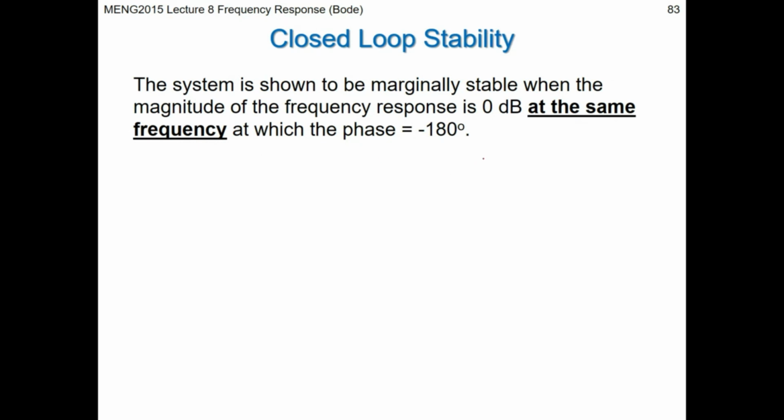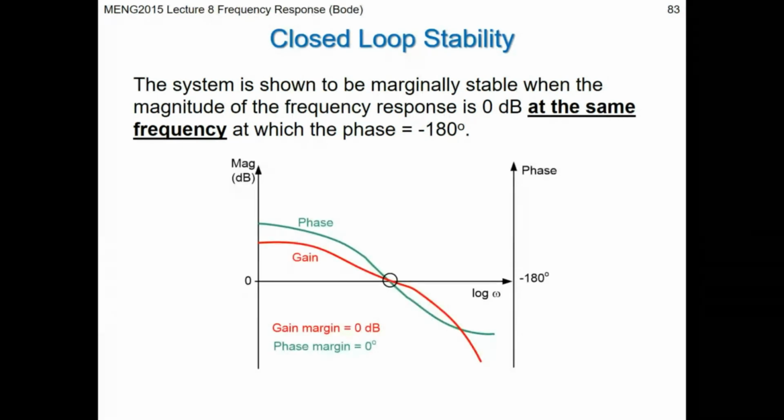Now, if I take 20 log 10 of 1, that equals 0 decibels. So if I want to express my magnitude in decibels, then I'm taking 20 log 10. The gain is 1, so I get a magnitude of 0 decibels. So the magnitude of the frequency response is 0 decibels at the same frequency at which the phase shift is minus 180. So this brings us back to our Bode plot.